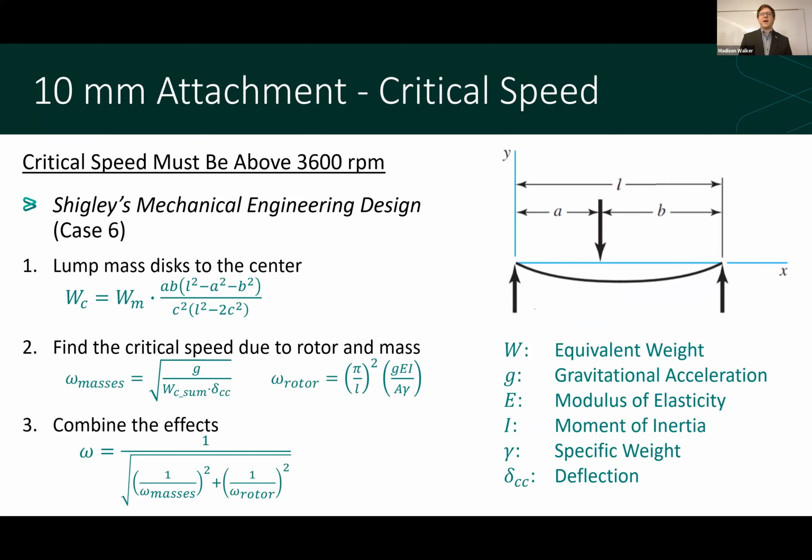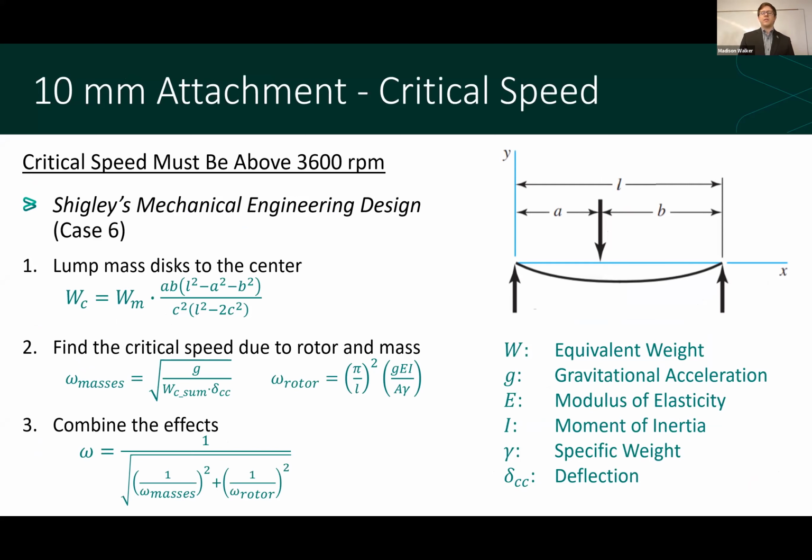We also needed to find the critical speed of the rotor itself. And to do this, we used Shigley's Mechanical Engineering Design concepts, and we represented our rotor as a simply supported beam, shown in the upper right-hand corner. To do this, the first step, we had to take any excess masses that would be on the rotor and lump them together at the center.